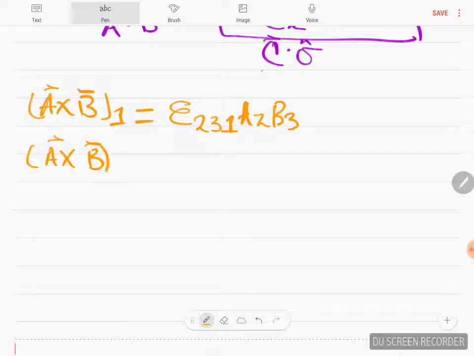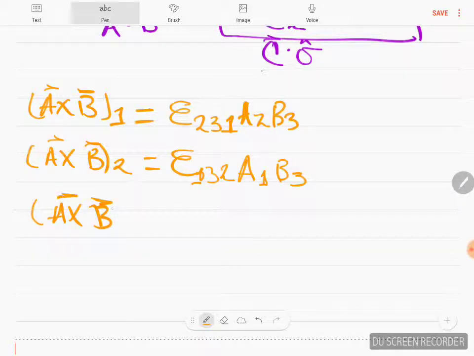A cross B, component 2 is just E. Now at the end we will have a 2, here we will have a 3, and here we will have a 1. This becomes immediately a minus 1, but when you change 3 and 1, you go back to plus 1. So this as well complies with the definition for the component 2 of the cross product we're looking at. This is A1 B3. And lastly, the third component of A cross B can be written in this way.